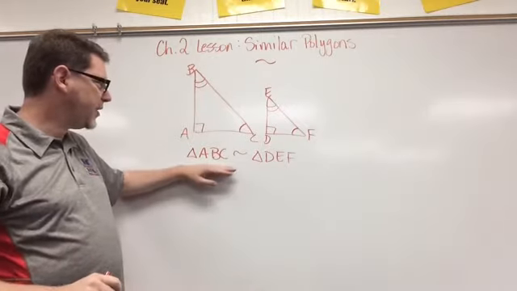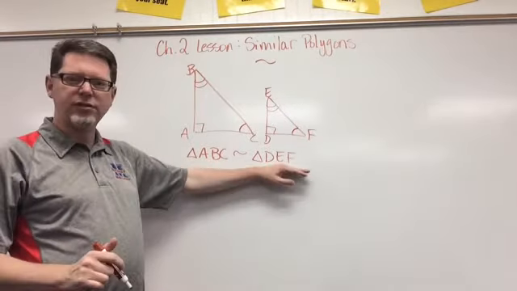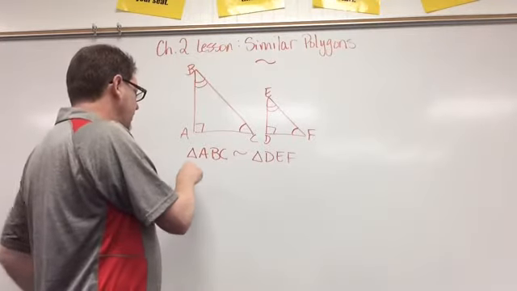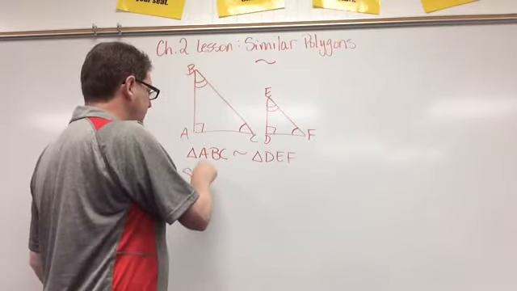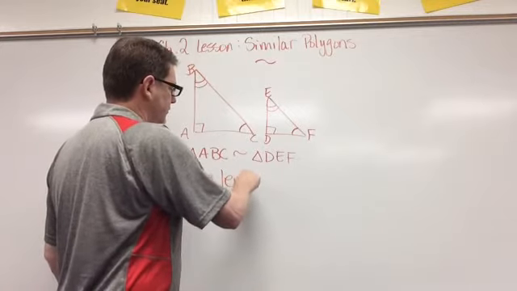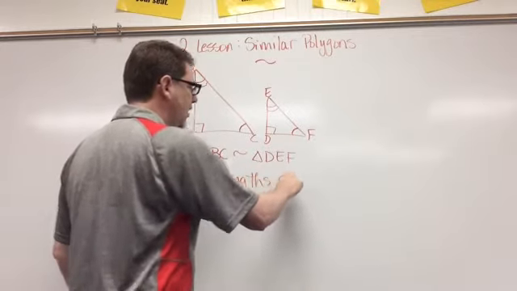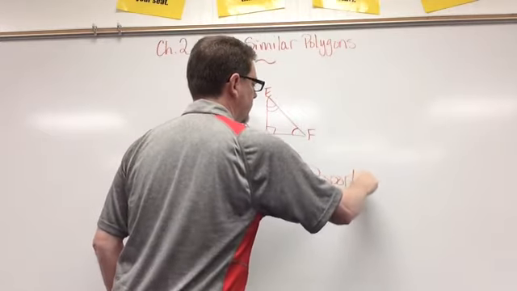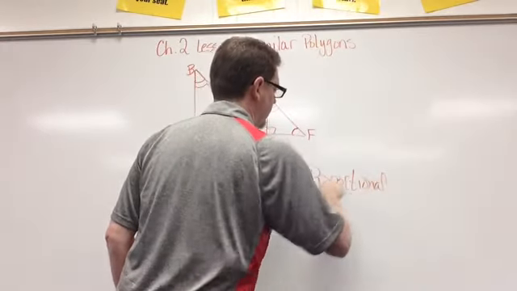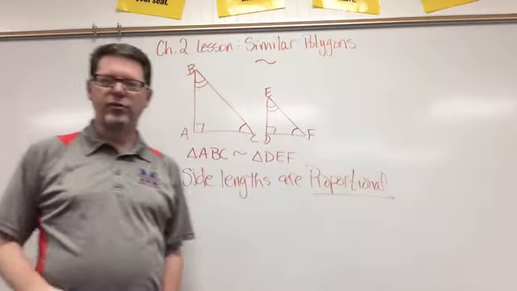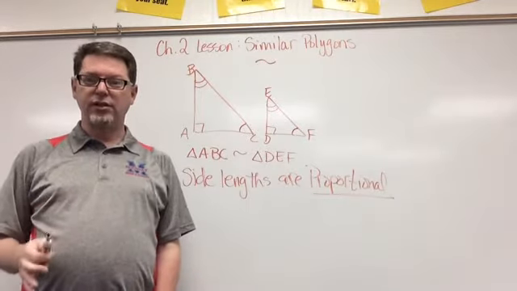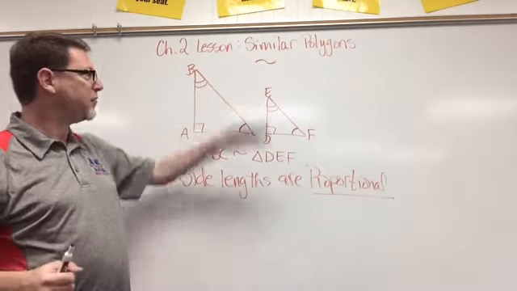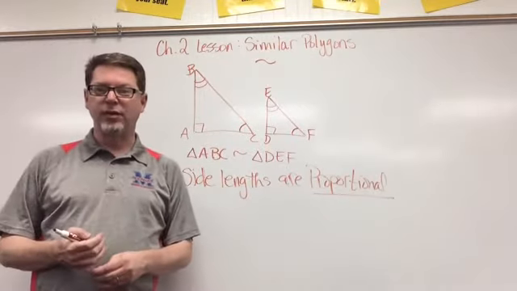Now, since triangle ABC is similar to triangle DEF, that also means that the side lengths are proportional. And I want you to underline that word proportional. That's a big word this year. There are a lot of things in 8th grade math that are proportional. And one of the first ones that we're dealing with is similar polygons.